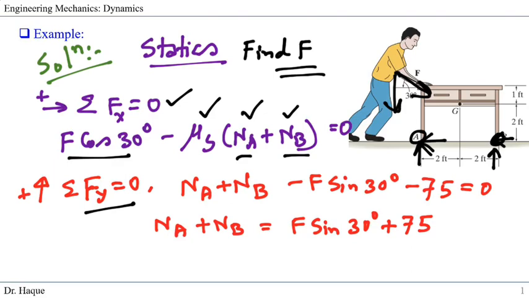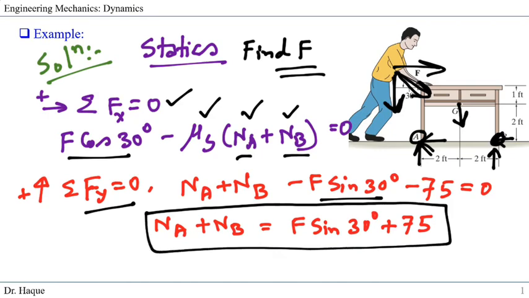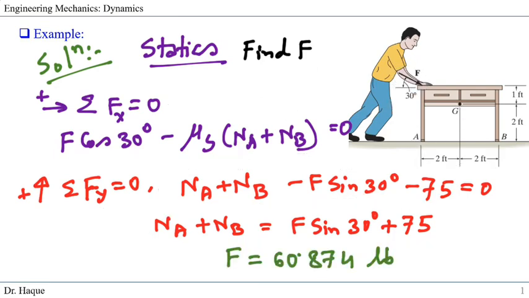and now we have the negative component of the force, right? F is acting in this direction, so it has an x component and a y component. This is downwards, so negative F sine 30, and we also have the weight of the table, 75 pounds, so we put it negative downward. From this equation, if I take these 2 parts to the other side, we get NA plus NB equals this. If we plug this NA plus NB value up here, we can solve for force F. So the value of force will be 60.874.